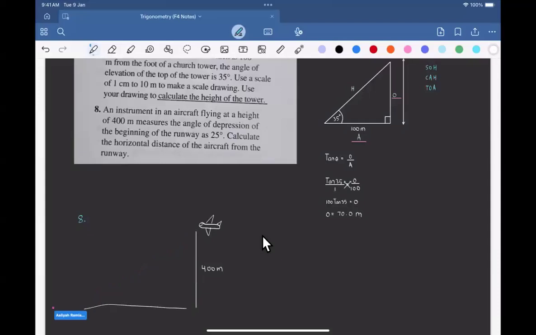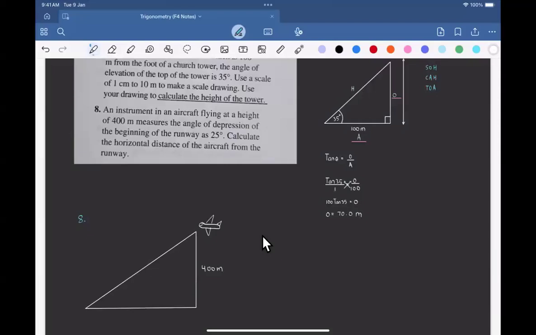And the airplane is doing what? If you're up in the sky, would you look up or would you look down? You look down to the ground. So where is the angle of depression? I really hope I get this correct.